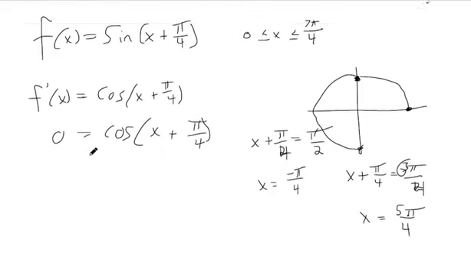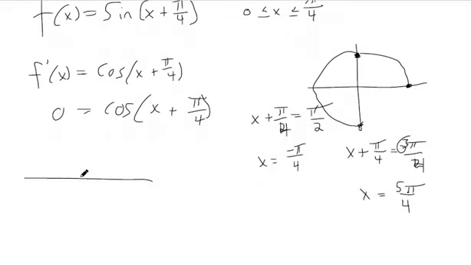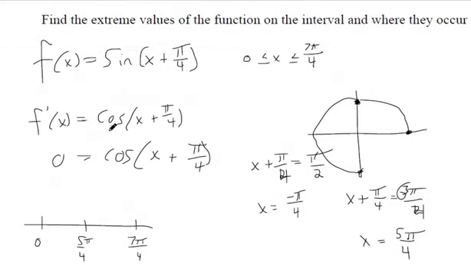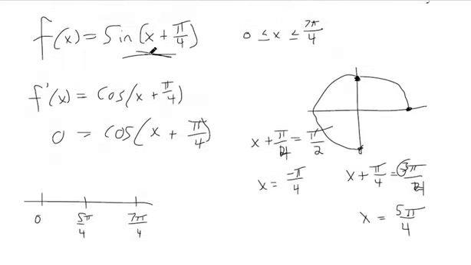So we want to check to see on this interval, here's 0, here's 7 pi over 4, and then we want to check 5 pi over 4. Because the maxes and mins can only happen at the endpoints of the interval or at the critical points. So if you plug in 0 into the original function to find out how high or how low we are, then you're doing sine of pi over 4.